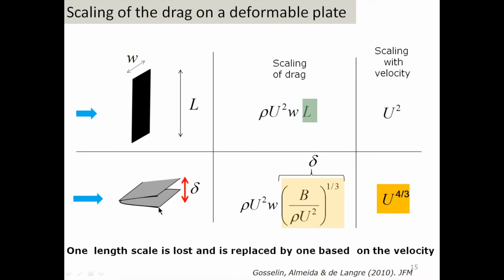And so you have to find some other length in the dimensional analysis, and the length has to be built with something depending on rigidity, because otherwise you are missing a dimension. And this length has to include bending rigidity and velocity. And with that new length, you get a 4/3 velocity dependence. So just by losing one length scale and replacing it by one based on velocity, which appears naturally, you get a 4/3 exponent.